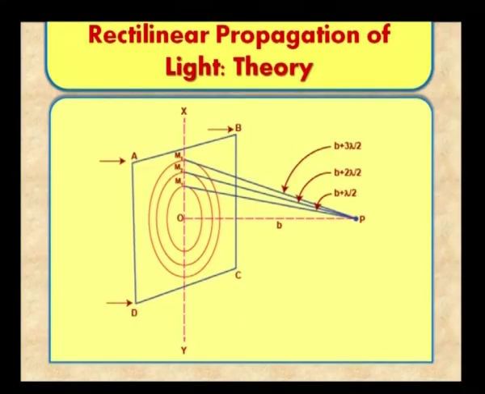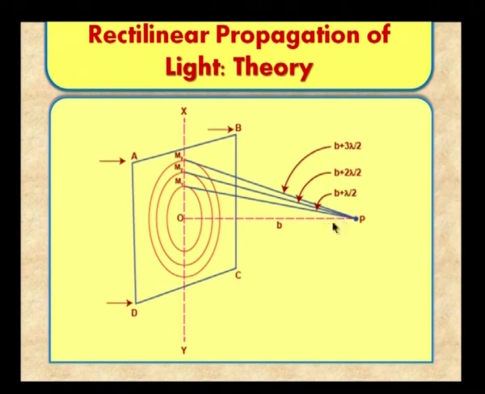So lambda corresponds to a period T, and lambda by 2 will correspond to a phase difference of pi or a time difference of T by 2. Lambda corresponds to 2 pi, and 2 pi corresponds to a full period T, so lambda by 2 corresponds to T by 2. The time difference for light to come from here to here is lambda, then T by 2, then T, and so on. That is the reason why they are called half period zones: the first half period zone, second half period zone, third half period zone, and so on.